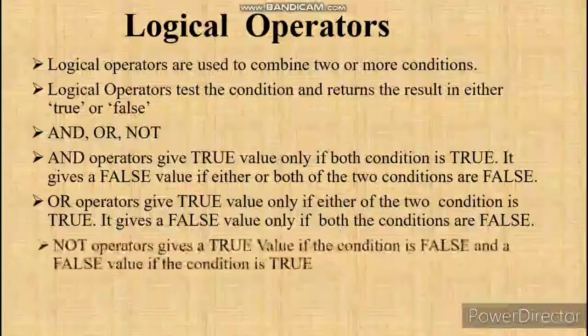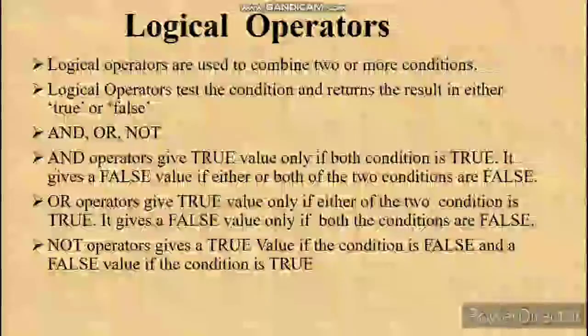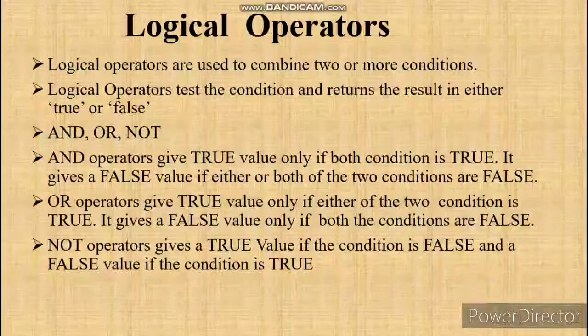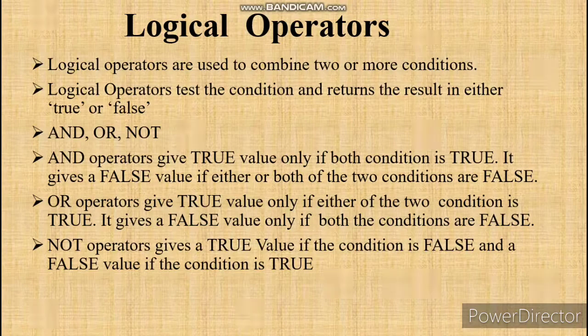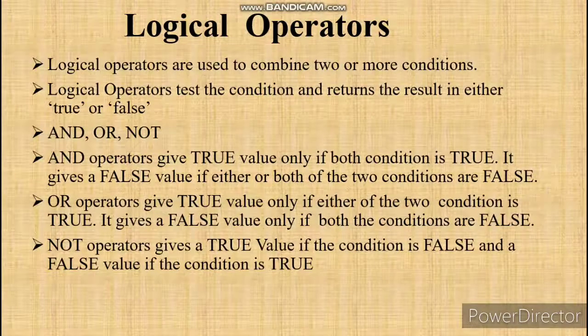Next operator is NOT. NOT operators give a true value if the condition is false, and a false value if the condition is true, right? If the condition is not satisfied, then it gives a true value, and if the condition is satisfied, then it gives a false value. Just opposite, right?